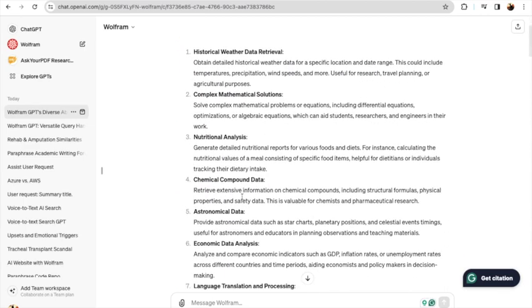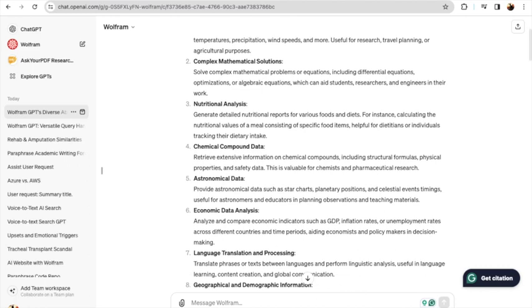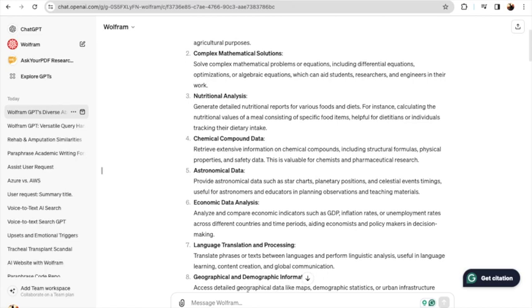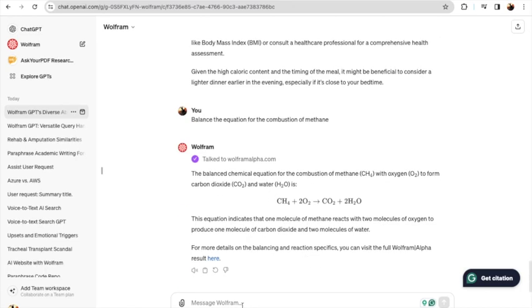You've got astronomical data. Now that's something that's very, very interesting to me. Astronomical data. What does it say? Such as star charts, planetary positions, and celestial events. Okay, now I stay in Melbourne. Tell me the position of the moon where I can find it tomorrow.